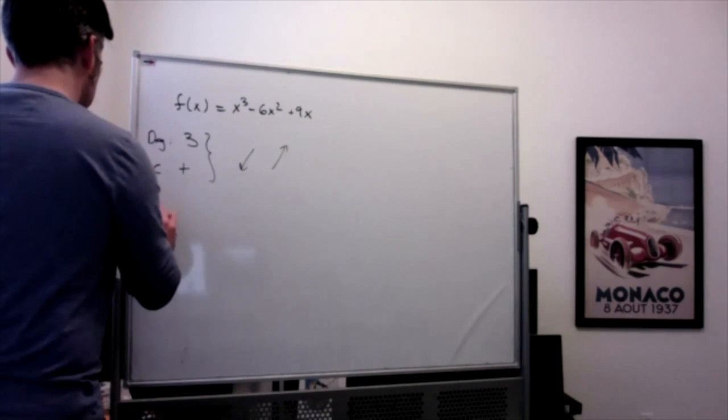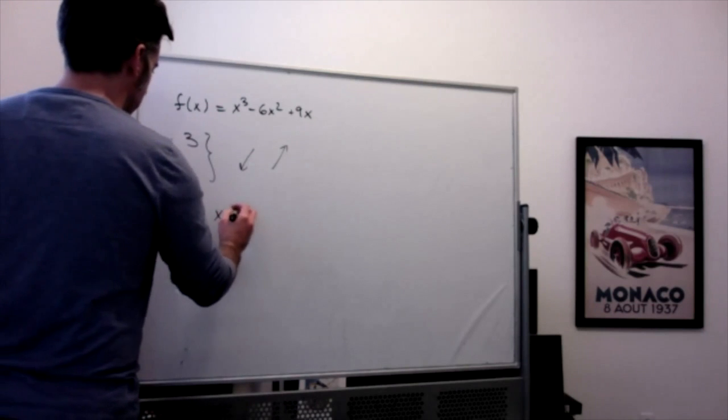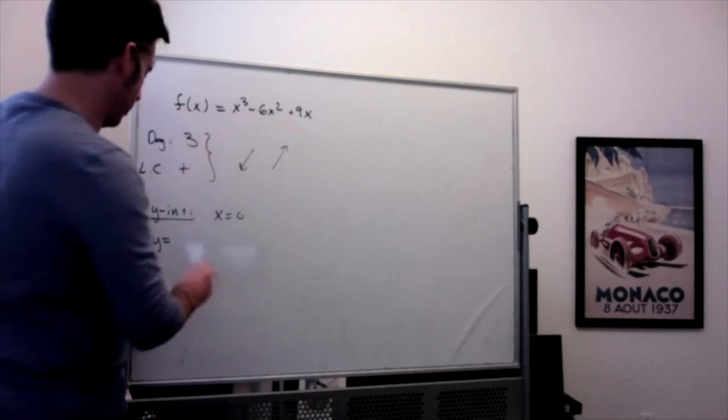We have the y-intercept. Set x equal to 0. You're going to get y equal to 0 minus 0 plus 0, which is 0.